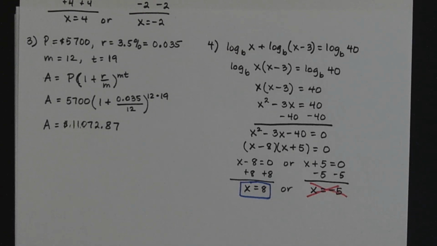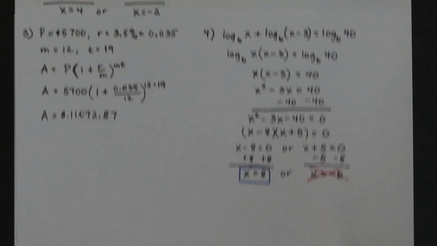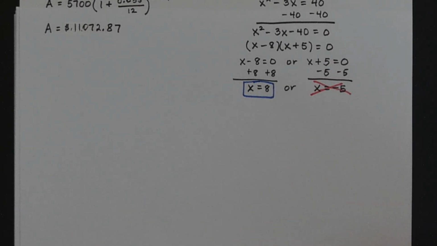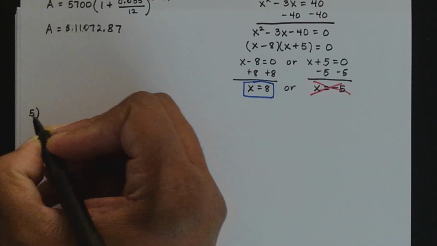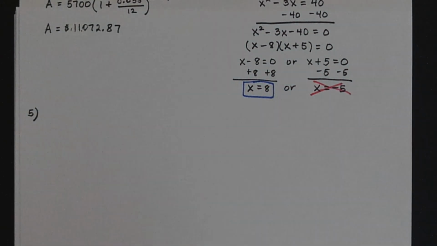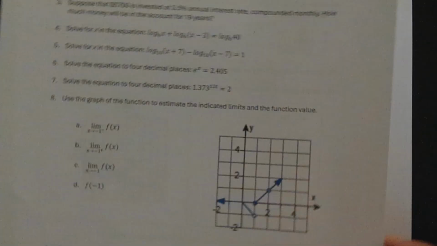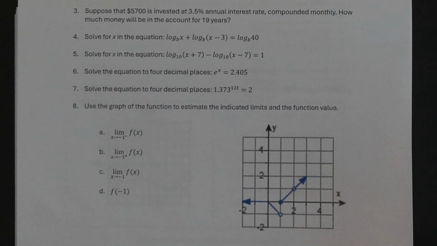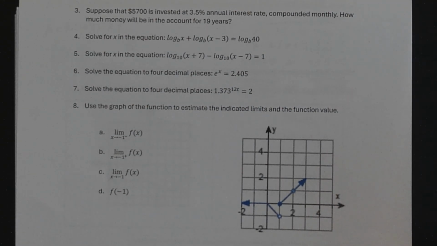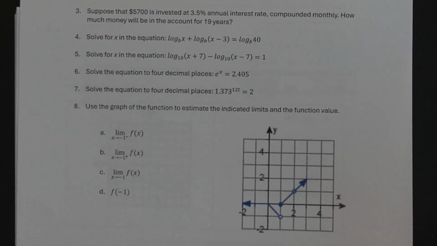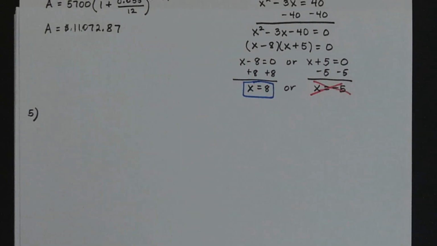Okay. Any questions about problem number 4? All right, number 5 is another logarithmic equation. Here we got log to the base 10 of x plus 7 minus log to the base 10 of x minus 7 equals 1.